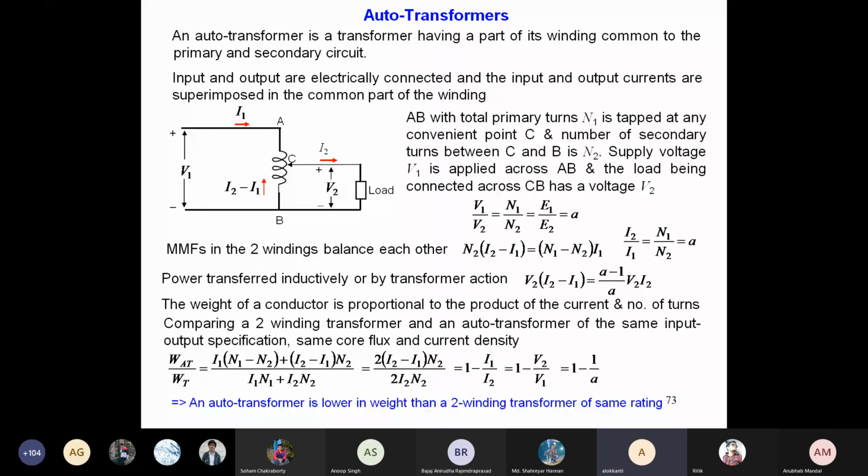Okay, can you see the slide? Yes, sir. So this is how we can show that an auto transformer is lower in weight than a two-winding transformer.